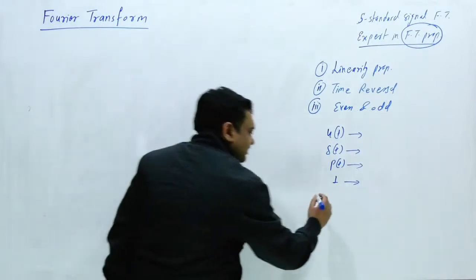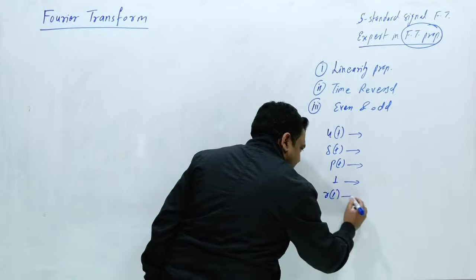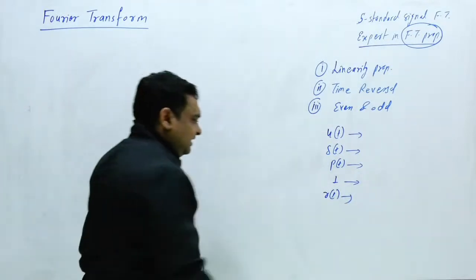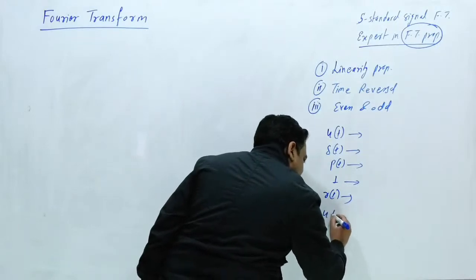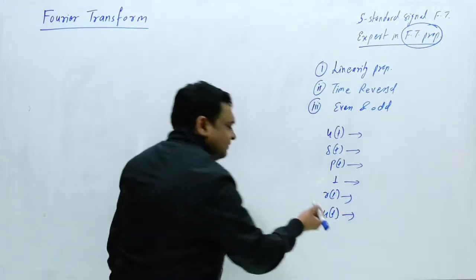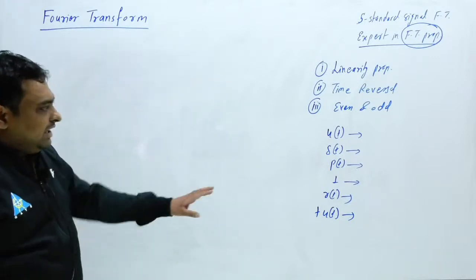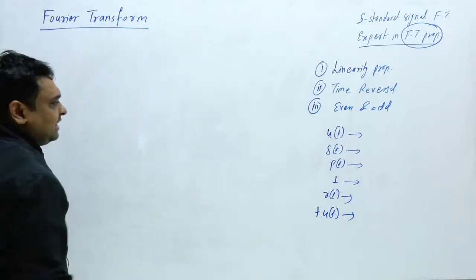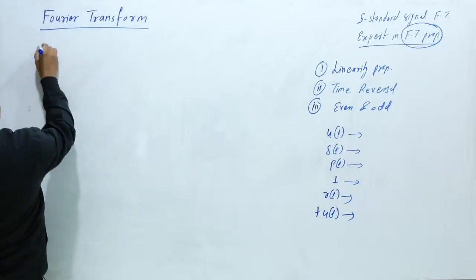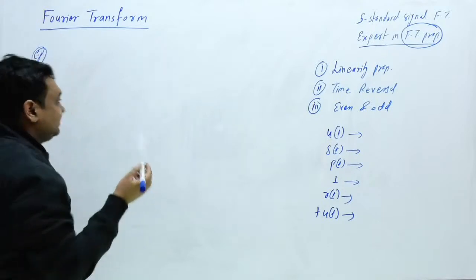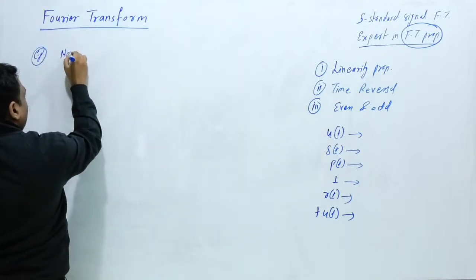The next signal will be r(t). I will solve r(t), the ramp signal, by the multiplication by t property, t times u(t). You can find the ramp signal by this property, multiplication by t in the time domain. Later we will study it. Now the next signal, next example. One thing you should know first: the normalized Gaussian pulse.